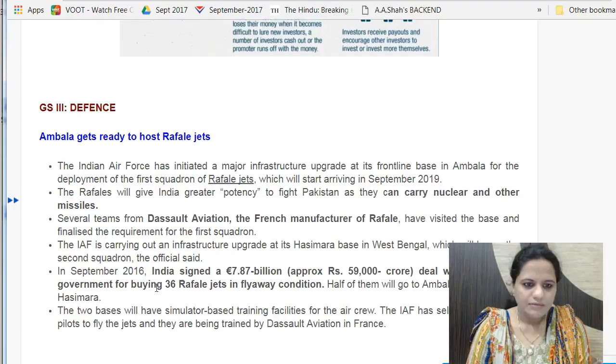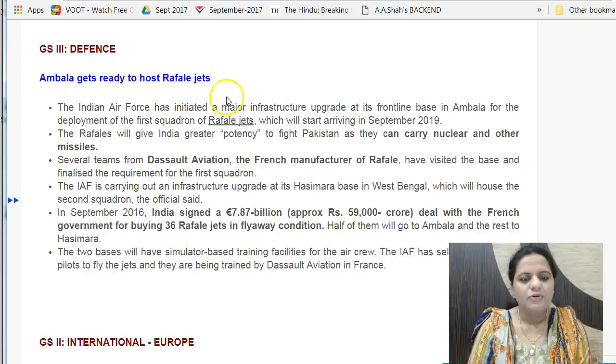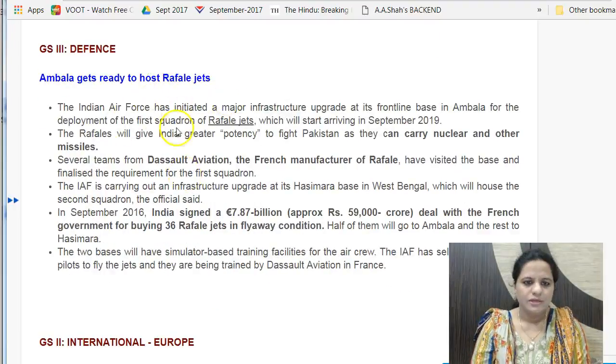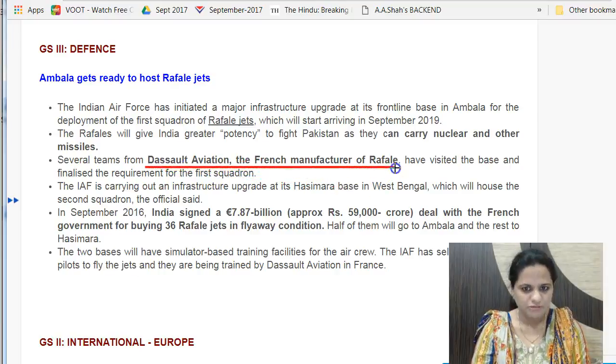So this is there. Then the next news item is Ambala gets ready to host Rafale jets. This is regarding the Dassault Rafale, made by the French manufacturer Dassault Aviation, with whom we had a deal in September 2016. Actually, this is a very old deal, for multi-role combat aircraft. India had initiated a bidding process, and finally the Dassault Rafale fighter jet was selected for the deal.